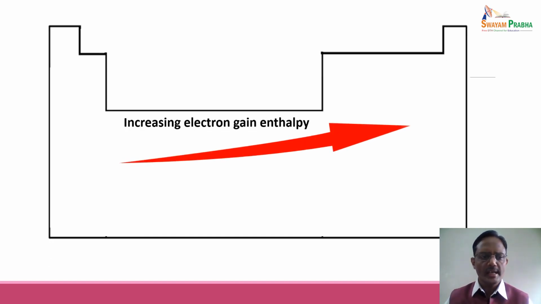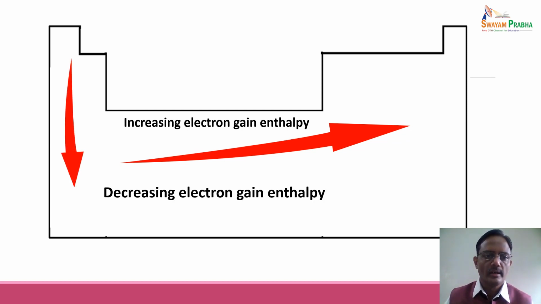In short, we can summarize this: increasing electron gain enthalpy across the period from left to right and decreasing electron gain enthalpy from top to bottom down the group. Because of this, the highest electron gain enthalpy should have been with fluorine, but it is actually with chlorine because of the size effect and interelectronic repulsion effect, and we have negligible electron gain enthalpies for neon and helium because of the noble gas configuration. So the highest value of electron gain enthalpy in the entire periodic table is chlorine, and the lowest values are with helium and neon.